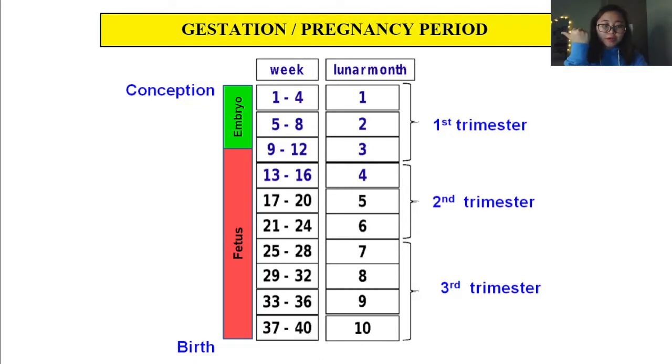The embryonic period, which is the one in green, is all about the formation of important systems of the body. Think of it as the baby's basic foundation and framework being built in the womb. So here it will start developing all its important circulatory systems, neural systems, and everything. The fetal period, the one in red, is more about growth and development, so your baby is ready to survive in the outside world.